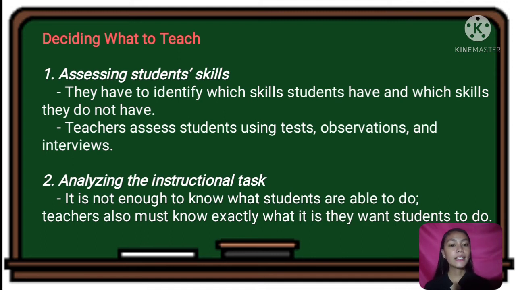Second one is analyzing the instructional task. It is not enough to know what students are able to do. Teachers also must know exactly what it is they want students to do. Part of deciding what to teach is analyzing instructional tasks. Task analysis consists of breaking down a complex task into its component parts.